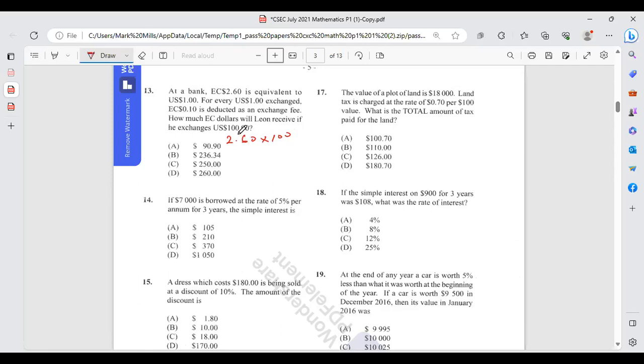Hold on. So we multiply this times this. Let's find the exchange rate first. The exchange rate would be $2.60 times 100, which gives me 260.